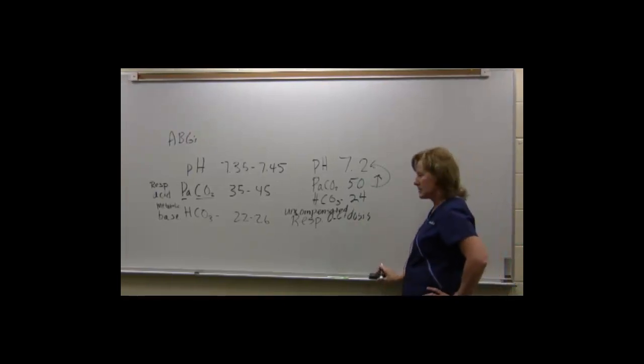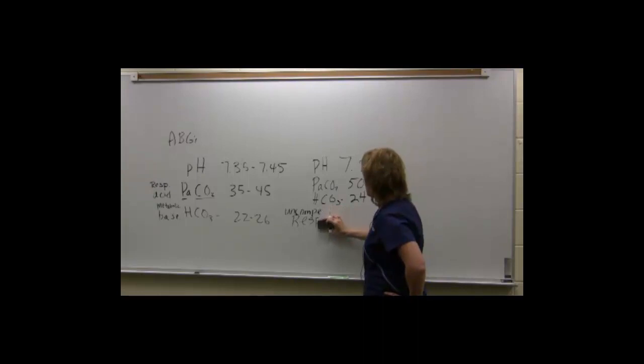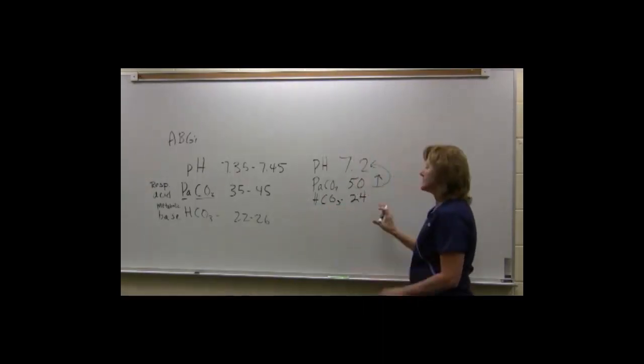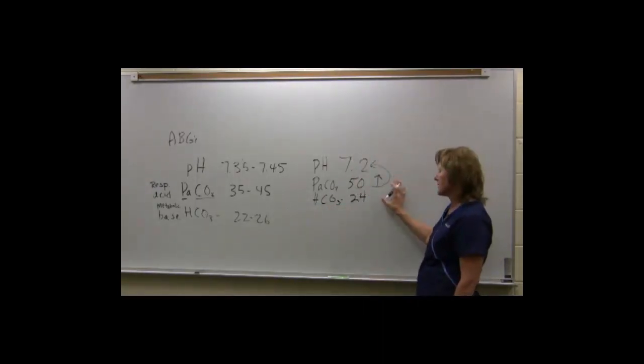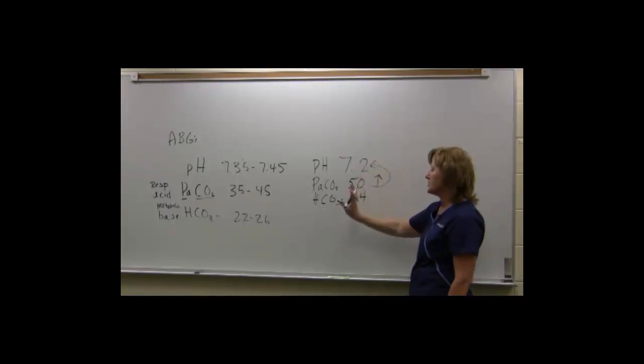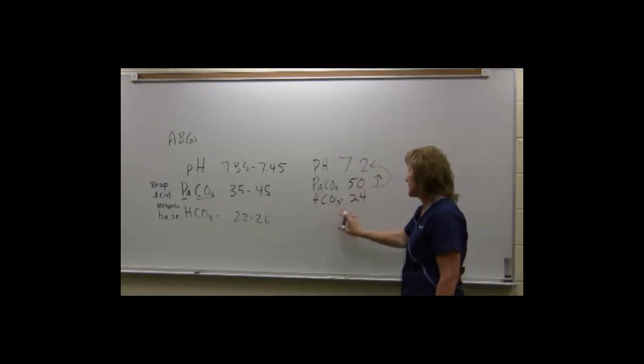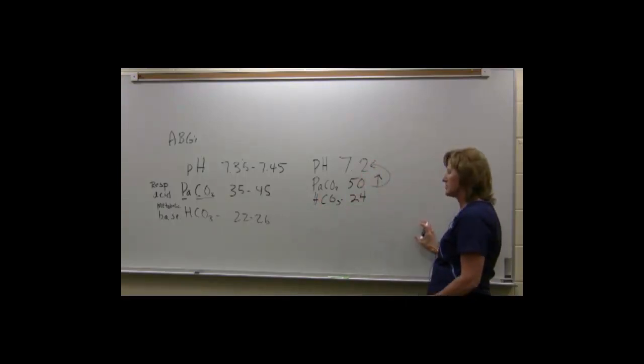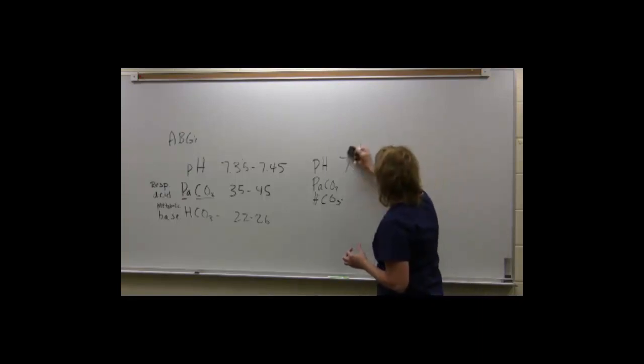Okay, those are fairly straightforward. One of your parameters stays in range. One is out of range. It matches your pH. You name it, the one that's out of range, plus acidosis or alkalosis. So let's look at that again.